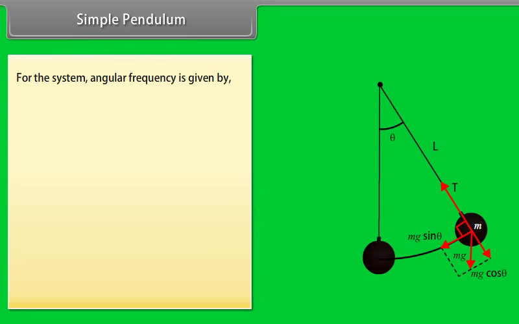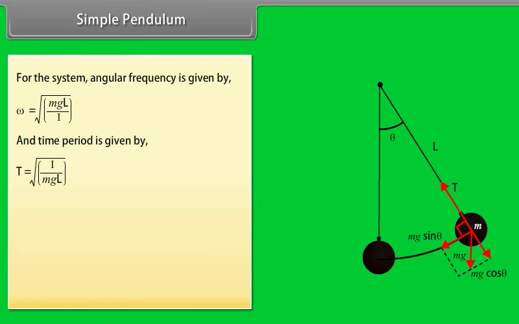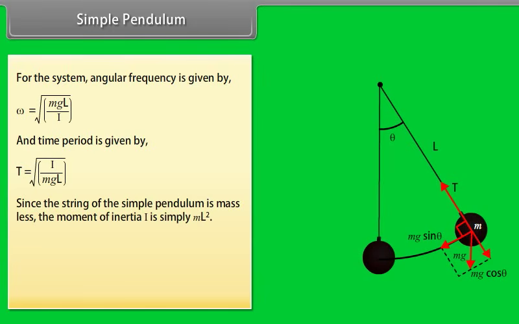For the system, angular frequency is given by omega is equal to square root of mgL upon I, and time period is given by T is equal to 2π square root of I upon mgL. Since the string of the simple pendulum is massless, the moment of inertia I is simply mL squared. Now, the time period of a simple pendulum is T is equal to 2π square root of L by g.